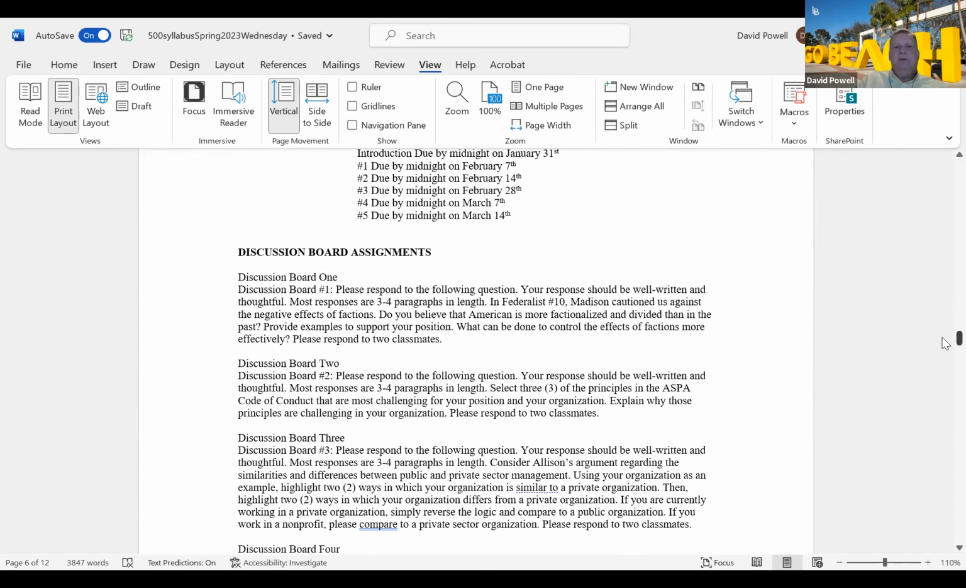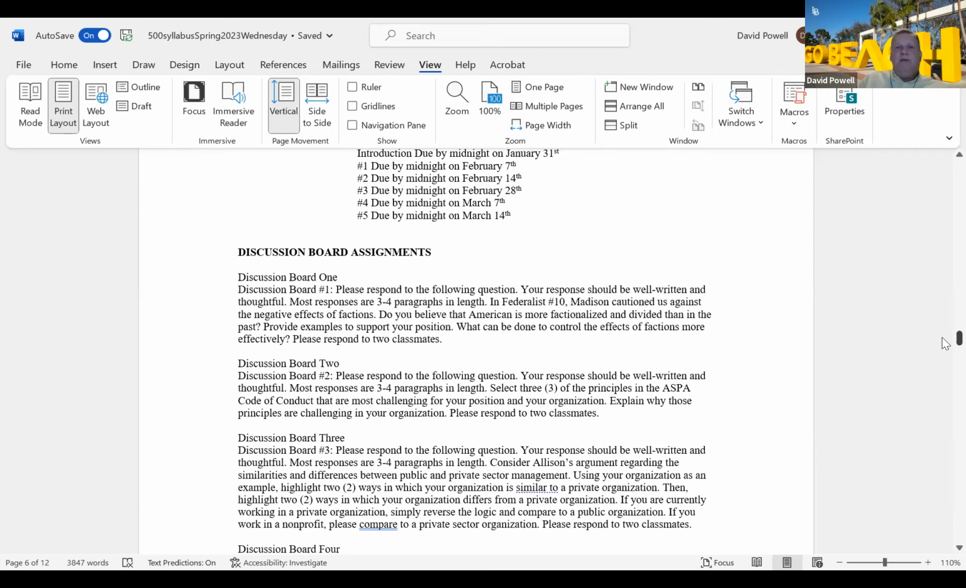So for instance, your first graded discussion board post, which is going to be due in a couple of weeks, looks at American government. And so what I'm asking you to do is to provide a response to this prompt, anywhere from 2 to 3 to 4 paragraphs, so not terribly long, be as concise and parsimonious as possible.